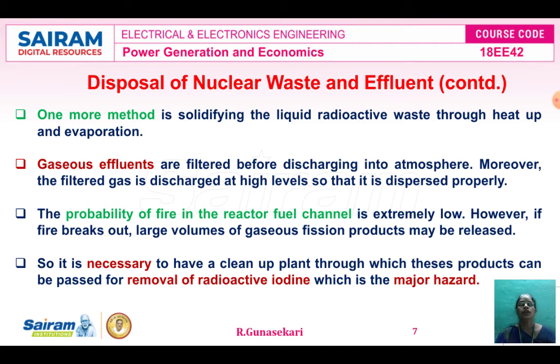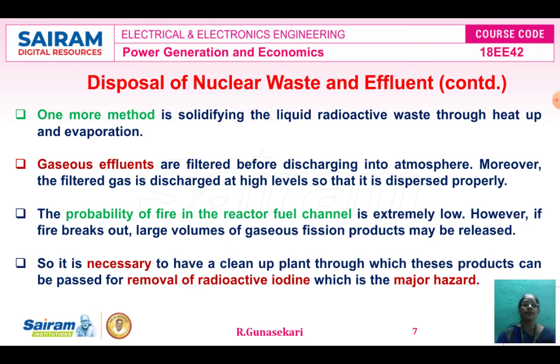Then one more method used to dispose of nuclear waste is solidifying the liquid radioactive waste through heat up and evaporation. So one is the ocean or sea, in a deep pit you can close it. Another one is in the liquid form, put it in the tank. This is another way. And then another way, the radioactive waste is heated then evaporated. This is another way for disposal of nuclear waste.